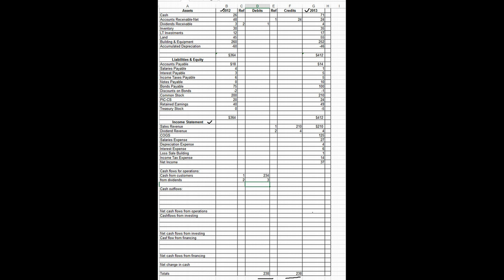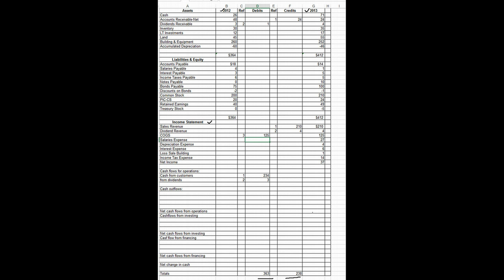Cost of goods sold is next. It's an expense. I'll enter that on the debit side. It's transaction number 3 for my analysis, and it's 125. As you'll recall, accounts receivable or inventory to accounts payable change with cost of goods sold.